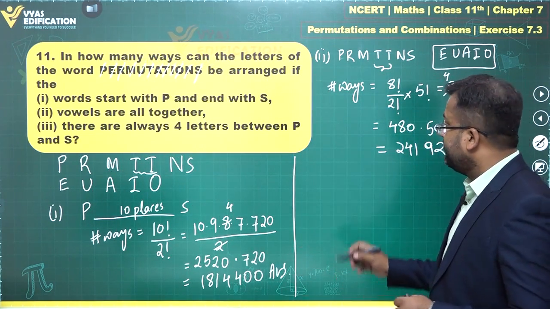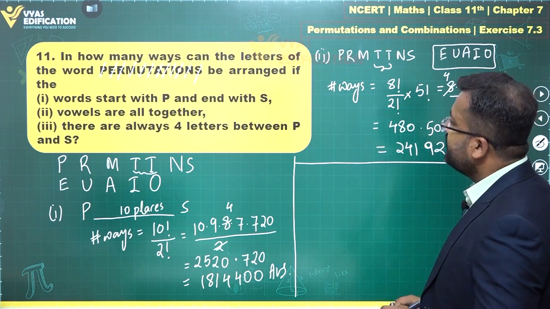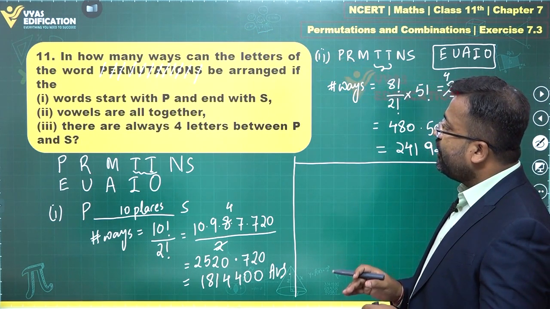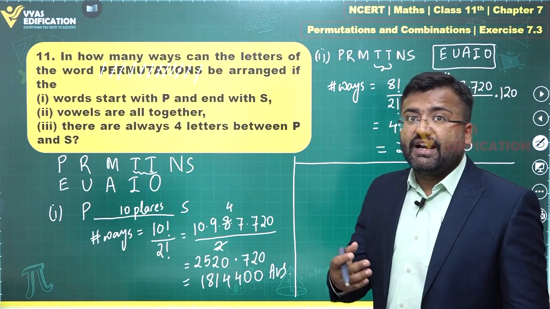What happens in the third part? Let's talk about the third part after this. The third part says that there are always 4 letters between P and S.